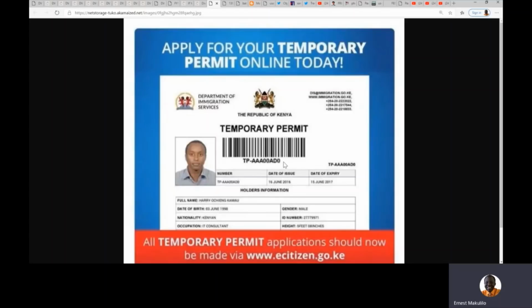Because some people had a problem, they put a TP dash and all those numbers, and it doesn't work. So don't put a TP. TP stands for temporary permit. And then you put just the number. So in case you don't have the actual passport, make sure you get the temporary passport. It will still work for you to be able to apply and get that one.